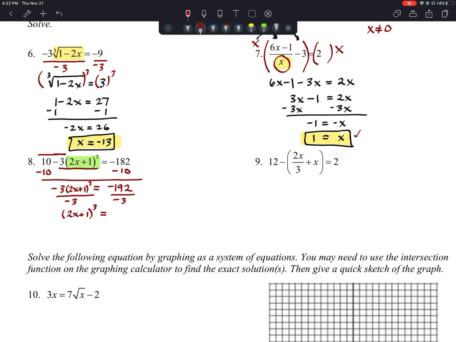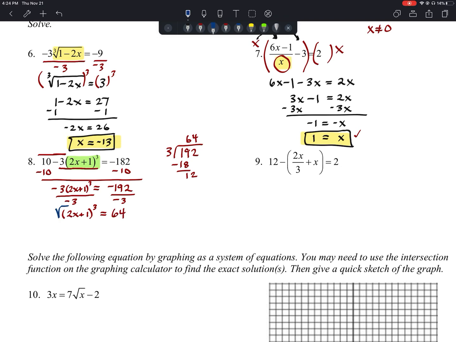Let's see here, I might have to do a little long division there. So let's see, 192 divided by 3. 3 goes into 19 what, 6 times. 6 times 3 is 18. It's 1, bring down our 12, so it'd be what, 4? So 4 times 3 is 12. Good, so we should get 64 as the answer there.